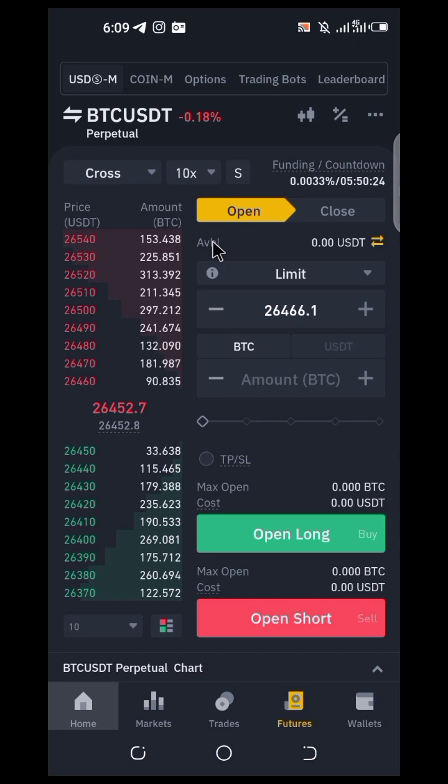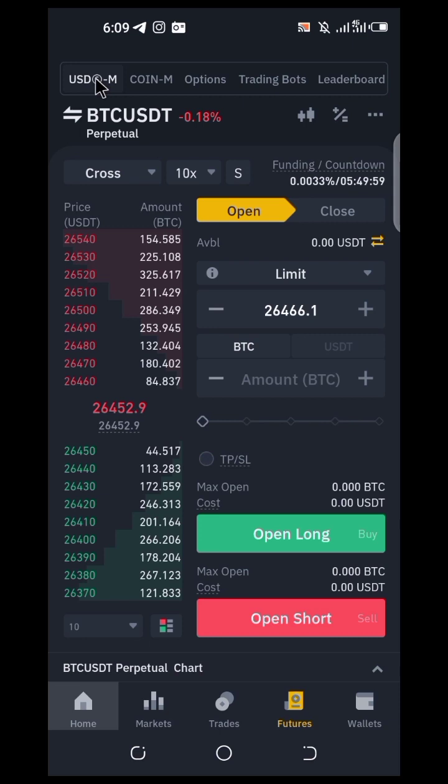Once you have successfully created your Binance Futures trading account, this is what you are going to be seeing. At the top we have the US dollar standard margin, the coin margin, options, trading bots, and then leaderboard. But in this video our focus is going to be on the US dollar standard margin and the coin margin. These are the two most important features we are going to be looking at.